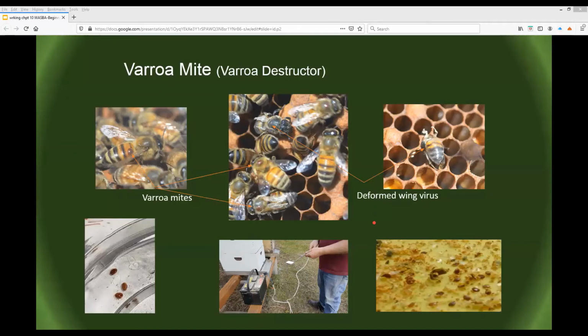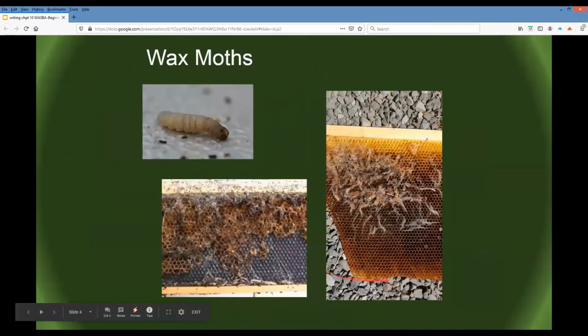All right. Any other questions about varroa? Okay, moving on to wax moths.